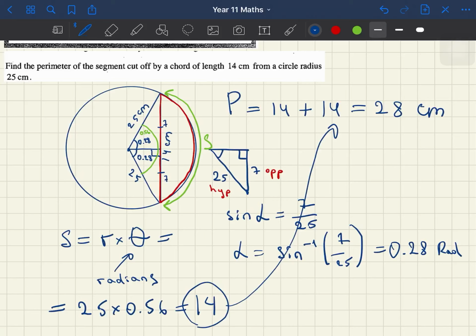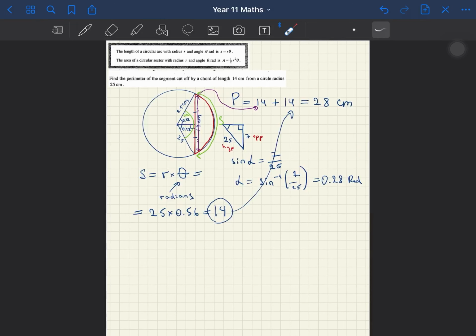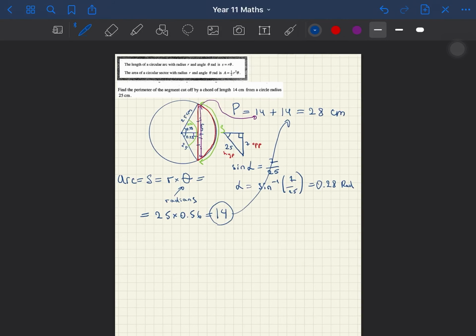Again, this 14, let's mark them with different colors. This 14 comes from the length of this thing, and the other 14 comes from the length of the arc, right? This is where it comes from. Okay, that's it for this question. Quite an easy question, I think.